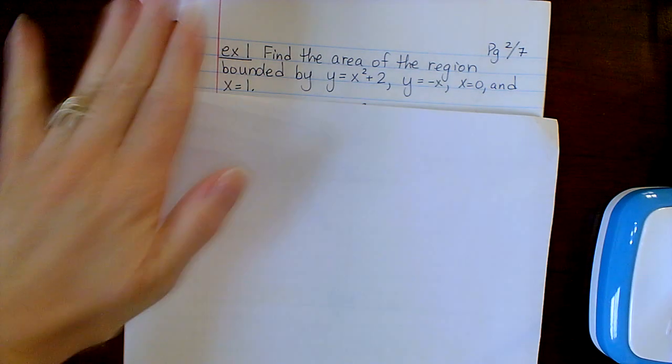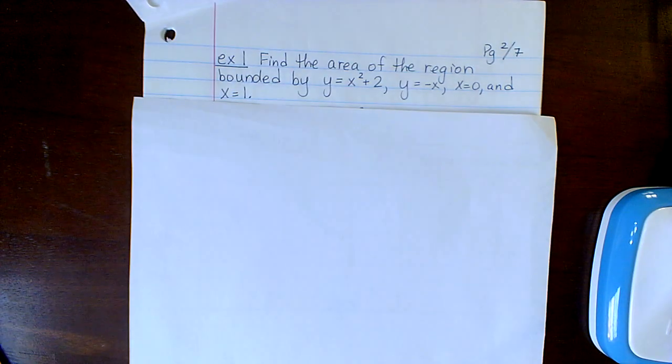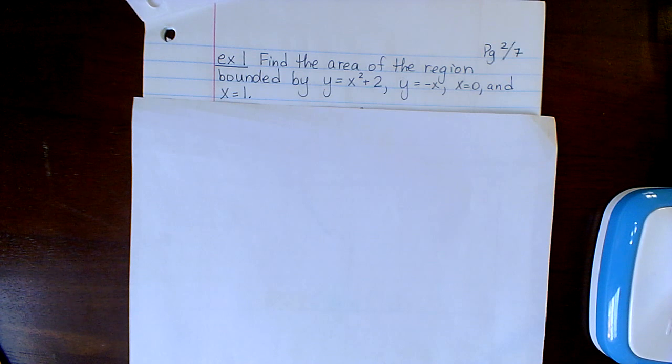Let's find the area of the region bounded by y equals x squared plus 2, y equals negative x, x equals 0, and x equals 1. So the most important thing about this is going to be getting the region correct. So I'm going to ask you to sketch the region and shade it so that I know that you're finding the area of the correct region.